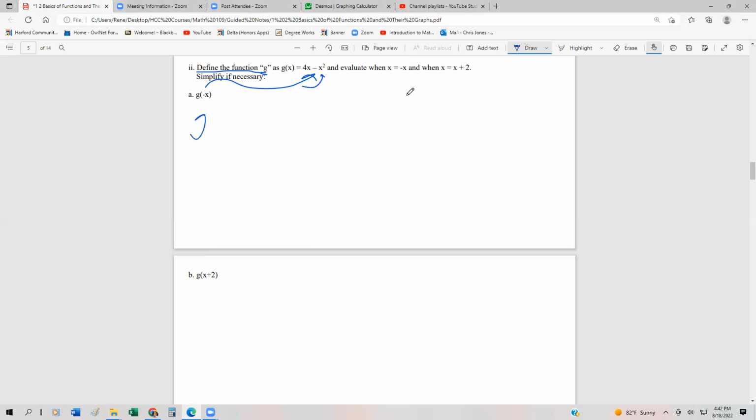So this is going to be g at negative x is going to be equal to 4 times negative x minus negative x squared. And so the first of the two terms, we can think of that as negative 4x, since we have a negative 1 times 4, and that just becomes negative 4x. This one, if we think of this as negative 1 and we square it, we can think of this as just regular x squared. And the reason is because we can think of this as negative 1x times negative 1x, right?